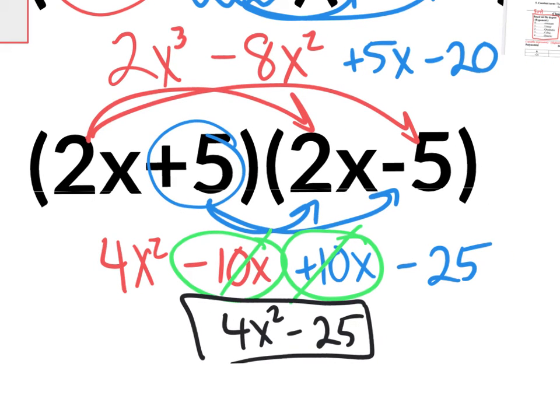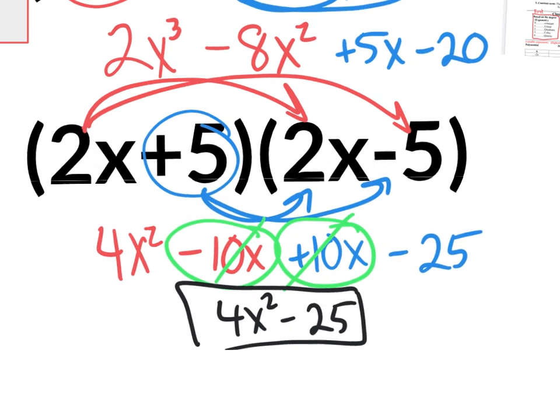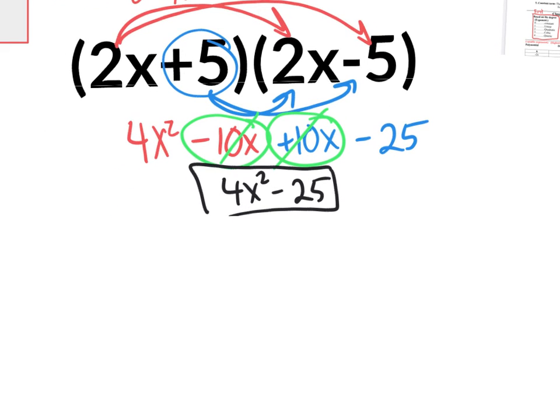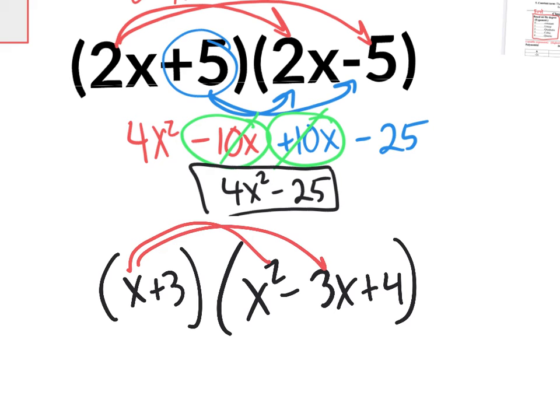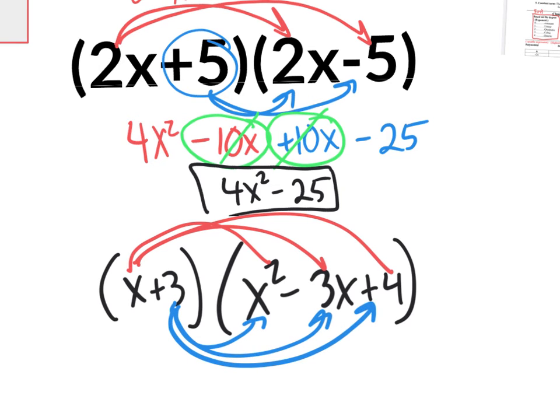So this is all the simplification that we're doing on tomorrow's test. In addition to that, there's a binomial times a trinomial. If you wanted to, you could do something like that. So you'd have to distribute x times x squared, x times negative 3, x times 4, and then distribute 3 times x squared, 3 times negative 3x, 3 times 4, and then you combine like terms.